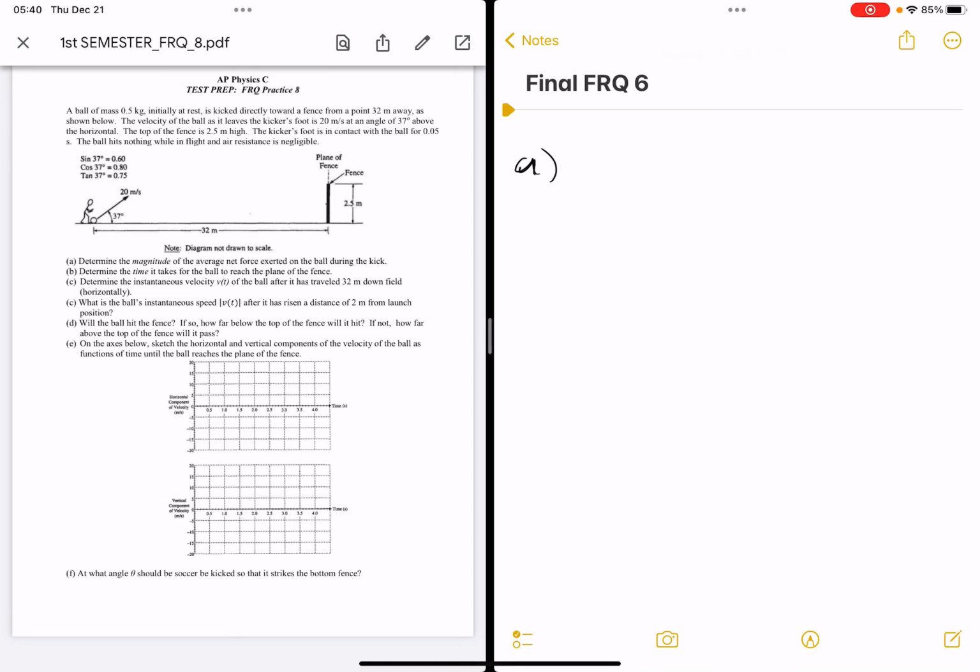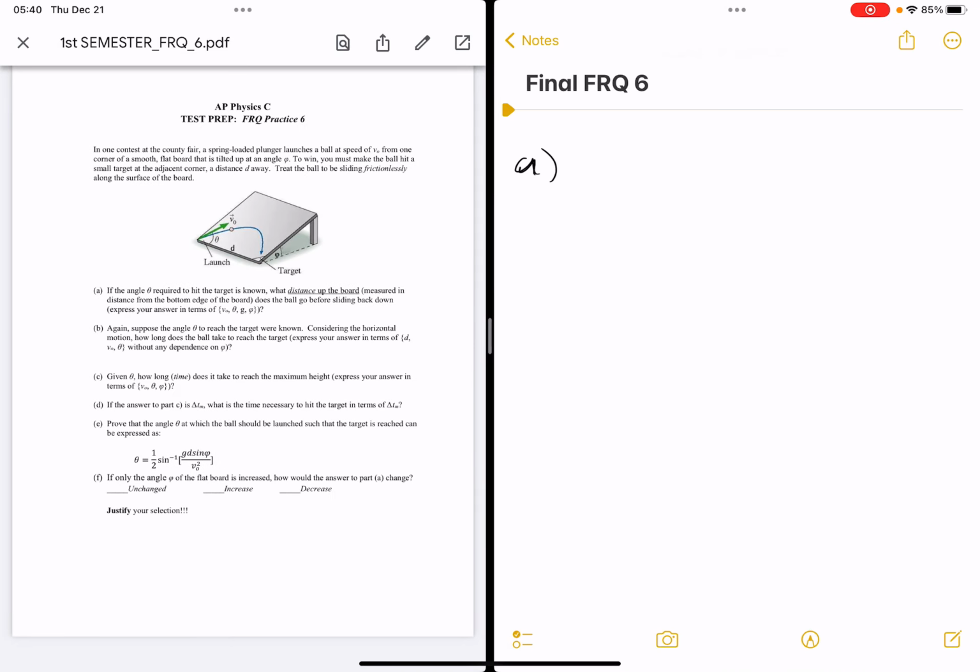Okay, this is final FAQ number 6. So first we start with this. They want, this isn't up the board, and we know this isn't up the board, it's the same as Hmax. So we can just write it as that. So Hmax equals V0 squared sine theta all squared over 2A. I'm going to make this A.